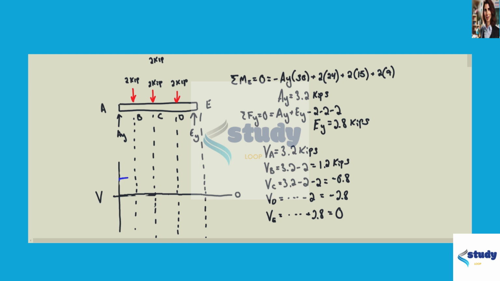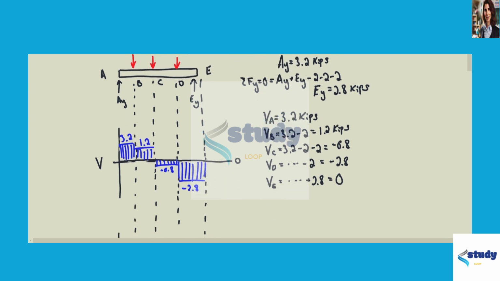So I'm going to go ahead and graph that. So this is 3.2, and then 1.2. I'm going to go negative for the negative 0.8. And lastly, goes to the negative 2.8, and then back down to 0.